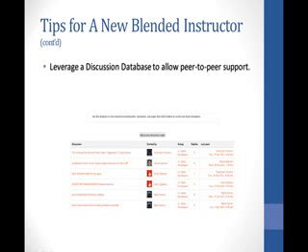Leverage a discussion database to allow peer-to-peer support. Here's an example of one of our databases where students put in a problem, and then other students are allowed to answer, and they can troubleshoot in a virtual space. Now, these particular ones here are recent problems from January, February and March, they were winding down the technical issues that they were having, but some of the previous posts had some substantial replies that were very beneficial.